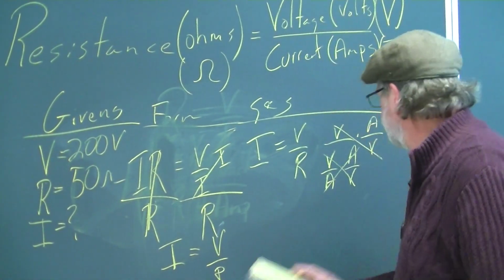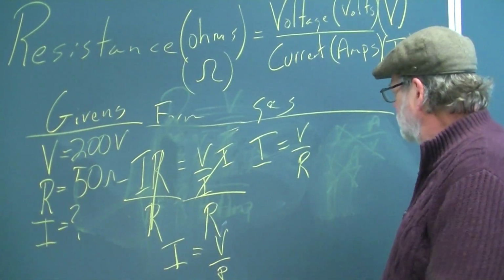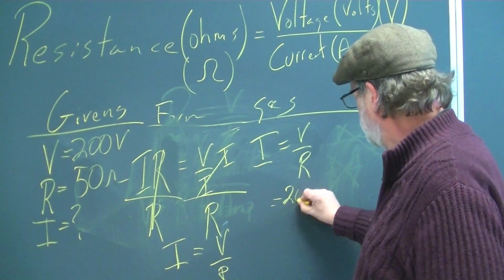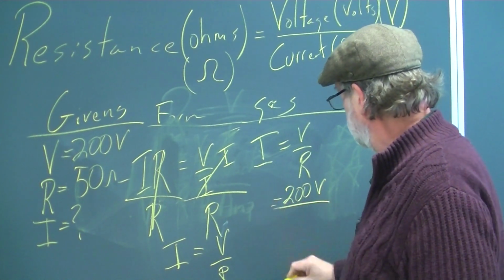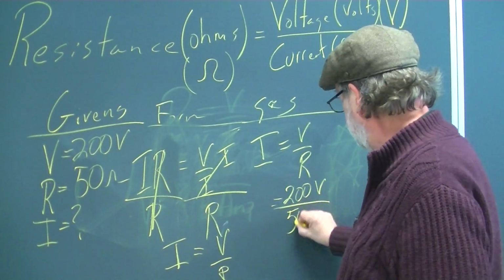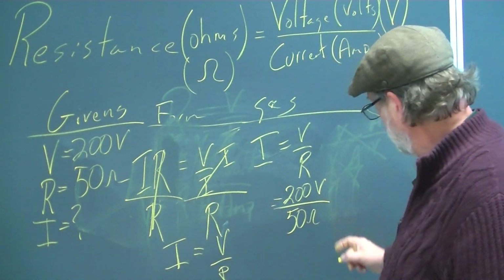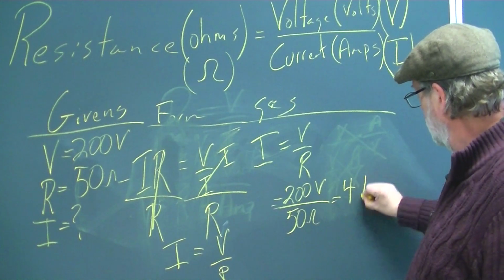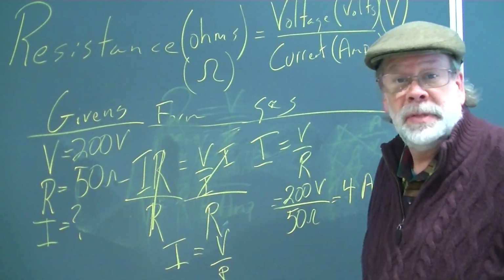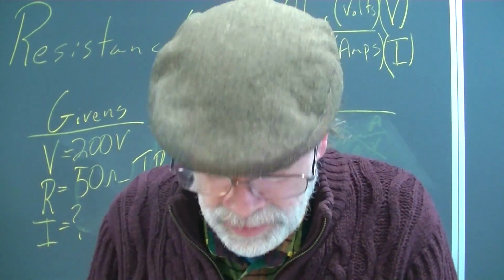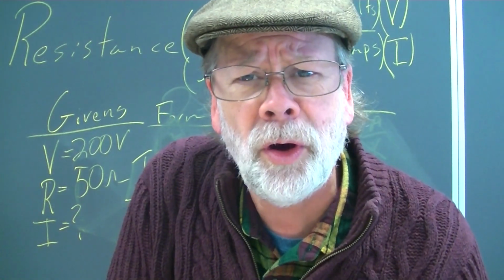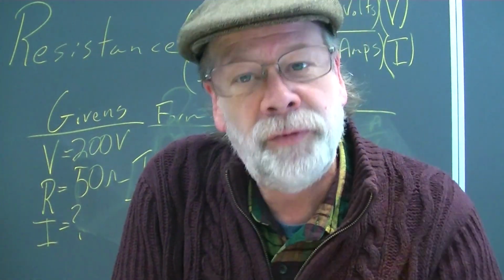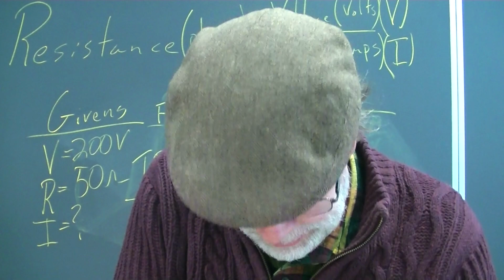All right. So I equals V over R equals 200 volts divided by 50 ohms, and we already got the units to work. Well, that's going to equal 4 amps. Simple as that. Okay? So just basic Ohm's law is always relating voltage, current, and resistance.